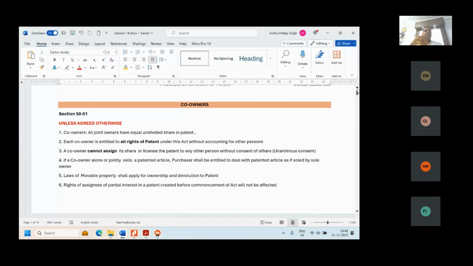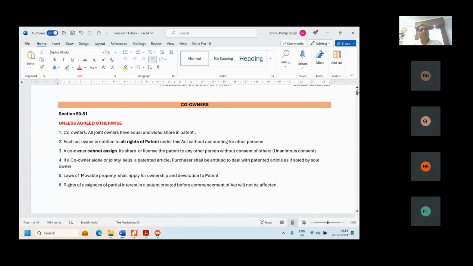That's all. Then comes: each co-owner is entitled to all rights of the patent, because whatever the patent is, you will enjoy all the rights of the patent without accounting for other persons. So everyone has equal rights and all the rights. Equal in the sense 25%, 25%, but all the rights. What are the rights associated with a patent? To prevent anyone from using the patent without his consent for making, using, selling, offer for sale, and importing. That's what all the rights will be.